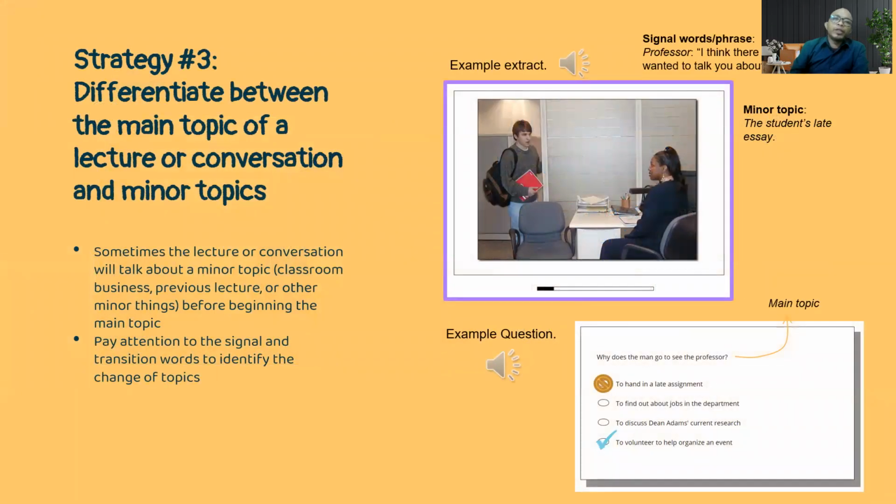The third strategy is to differentiate between the main topic in a lecture or conversation and the minor topics. Okay, so sometimes the lecture or conversation will talk about a minor topic in the beginning, usually, okay, such as classroom business or a preview about the previous lecture or other minor things that are not the main topic. Okay, so this is usually the trap, one of the trap questions, answers in the options. Here's an example, as you can see.